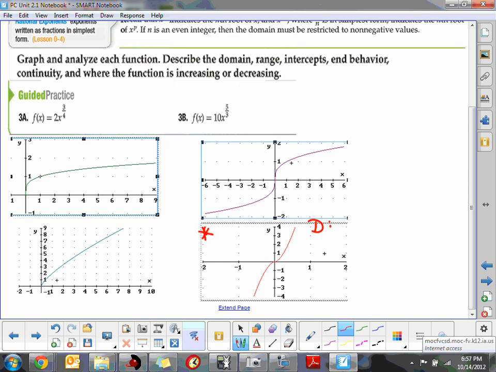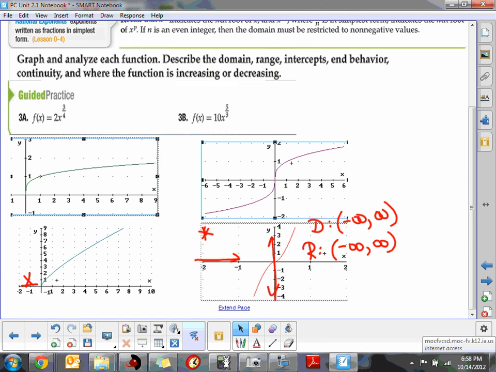The domain, I want to look from left to right and see if there are any gaps in it. Contrary to the other one, where there wasn't anything over here, so we knew that we had some limitations, on this one we've got a continuous curve that's coming from negative infinity and looks like it's continuous all the way through positive infinity. So our domain on this is from negative infinity to positive infinity. Our range is going to go, looking on your y-axis, up and down, no gaps, no breaks. So it's going from negative infinity to positive infinity as well.